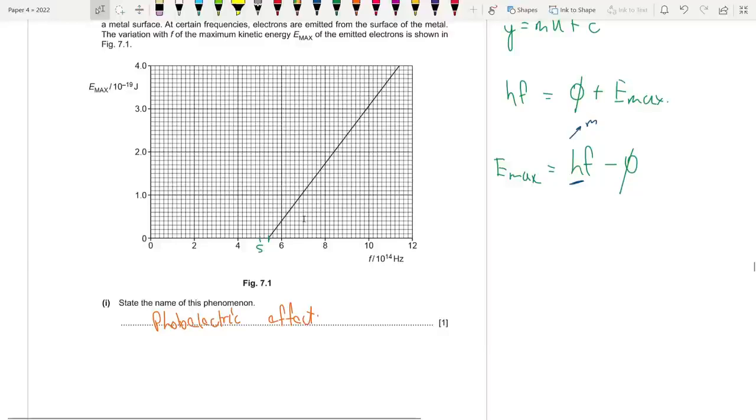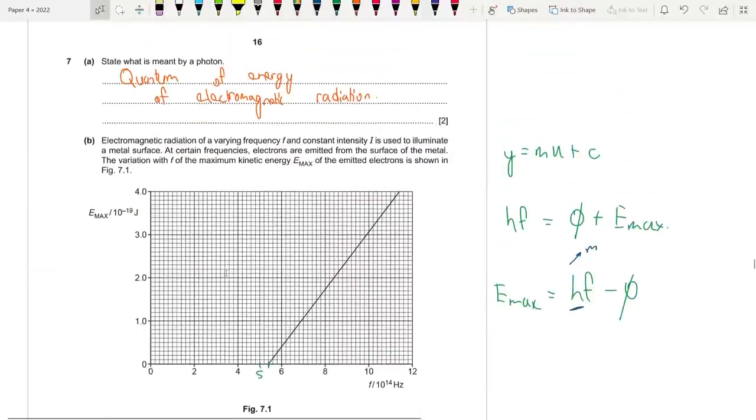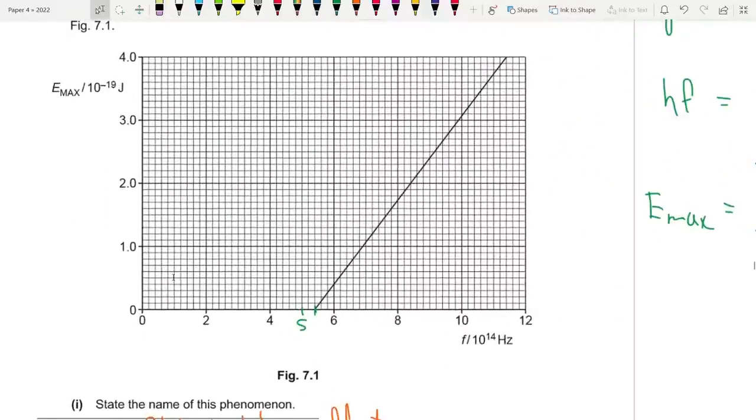Okay, so what is the gradient of this graph? It's the Planck constant. So the gradient of the line is the Planck constant. Or you could go for something quantitative, like you could actually find out the gradient. Like, suppose this point, how much is this?